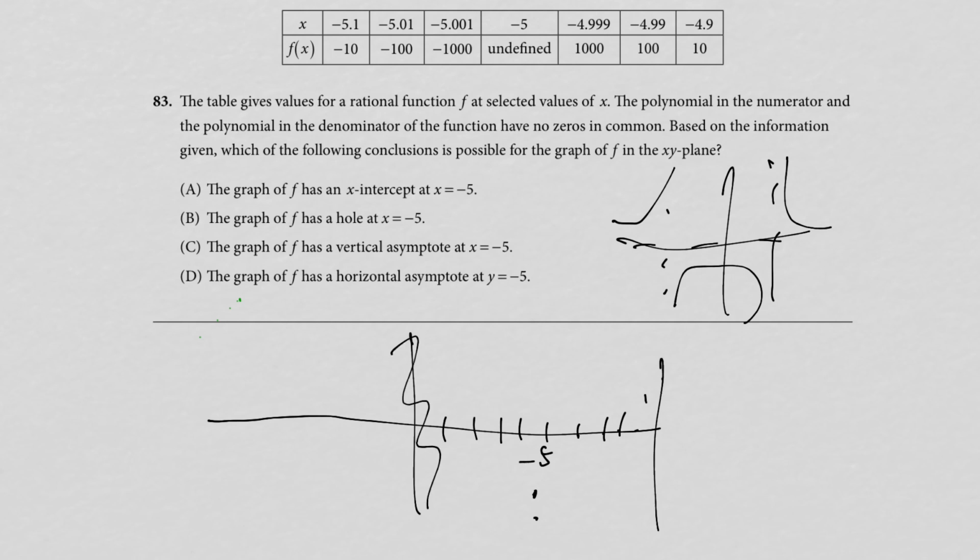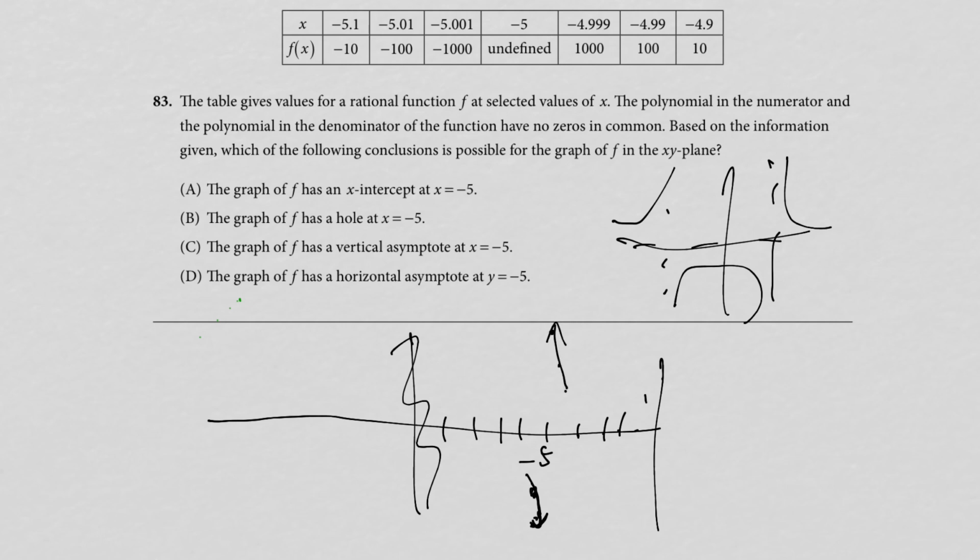That's negative 5. So when I'm at negative 5.1, I'm a little bit to the left of negative 5, and I'm down here at negative 10. And at negative 5.01, I'm down at negative 100, which is even closer to negative 5. And then negative 5.001 is even closer. This suggests that there's this behavior like that. And then when you go a little bit to the right of negative 5, negative 4.99, the point's all the way up here at 1,000. And a little more to the right, is here at 100.